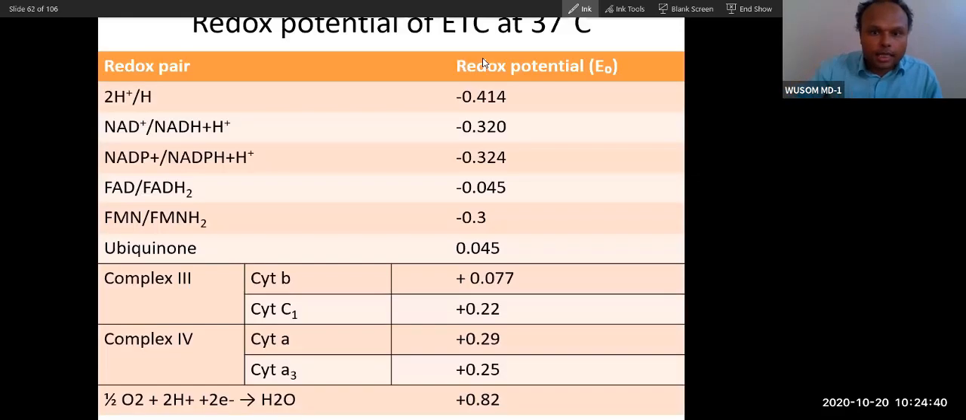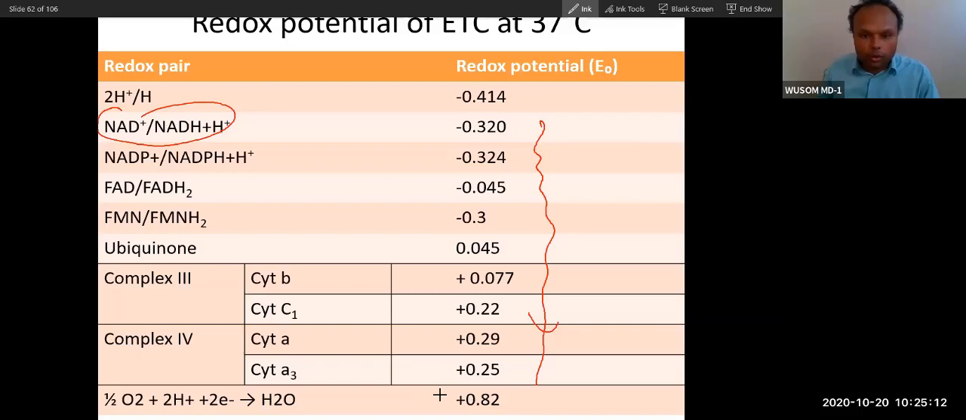So you can see these numbers are given. You don't have to worry about these numbers. Just remember, the positive number gets higher. This number increases as you go from complex 1, from NADH, to oxygen, through complex 1, complex 3, complex 4. You will have higher redox potential, meaning higher affinity. Affinity increases as you go from complex 1 to complex 4 to oxygen.